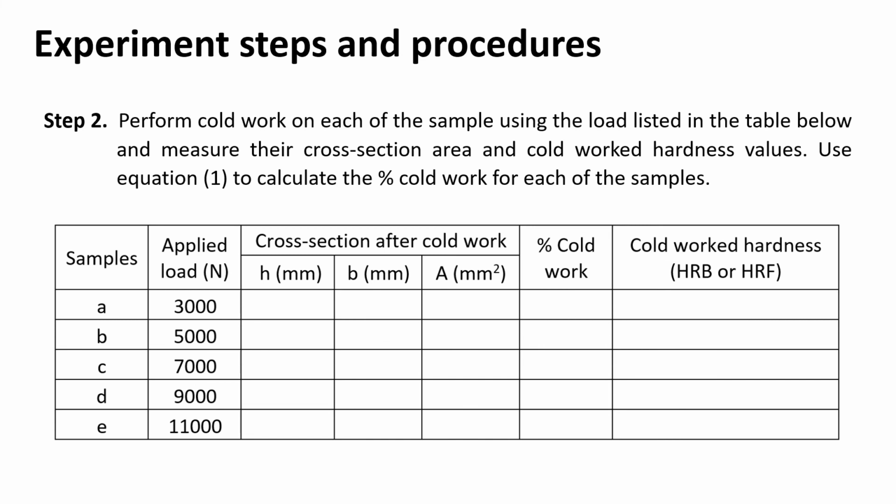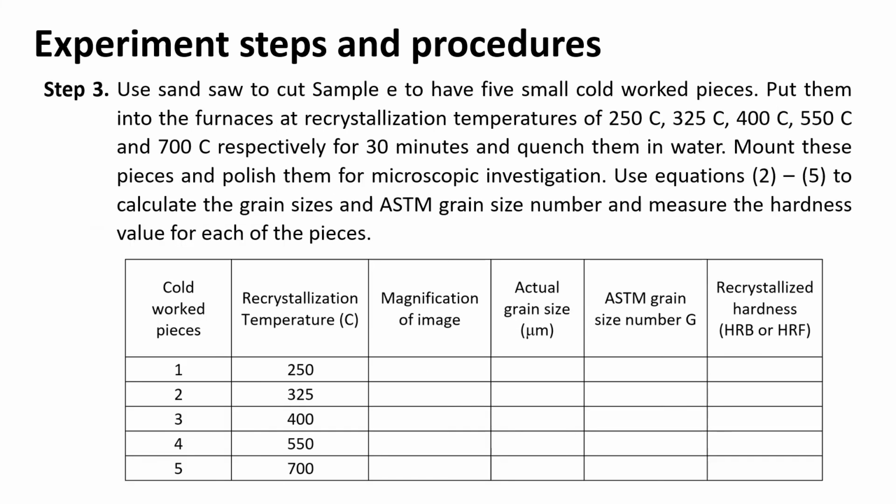Step 2. Perform cold work on each of the samples using the load listed in the table below and measure the cross-section area and cold work hardness values. Use equation 1 to calculate the percentage cold work for each of the samples. Step 3. Use a sandsaw to cut sample E to have 5 small cold work pieces. Put them into the furnaces at recrystallization temperatures of 250, 355, 400, 555, and 700 Celsius, respectively, for 30 minutes and quench them in water.